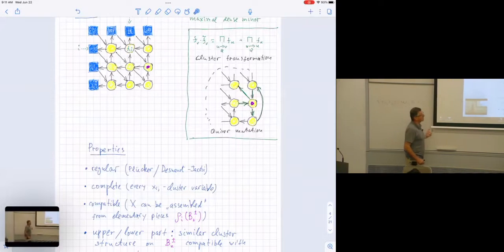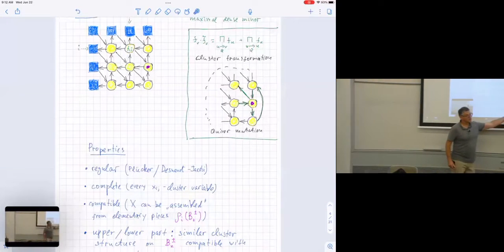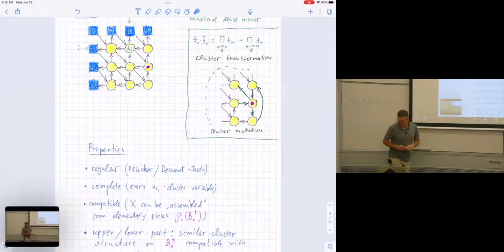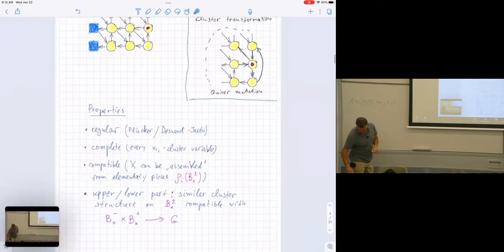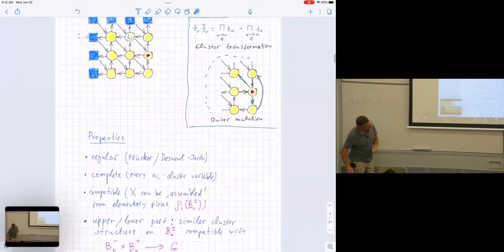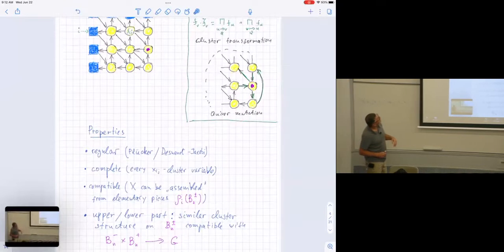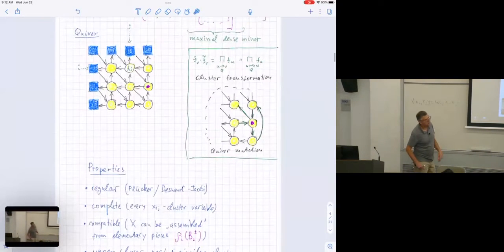And the reason for that is that it can be assembled from these elementary pieces, which obviously have this problem. All right. There are some other nice features. For example, this cluster structure descends naturally to cluster structures on upper triangular and lower triangular matrices. It's actually very easy to do. You just take this quiver and cut it in half. You'll have upper triangular matrices living above and lower ones below.